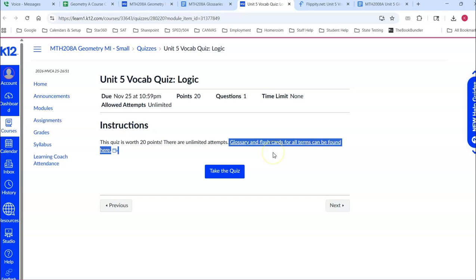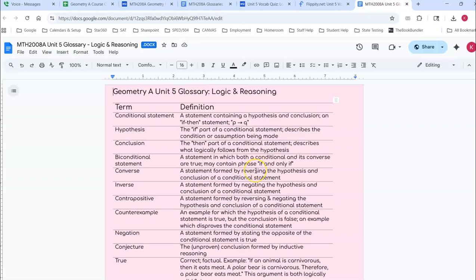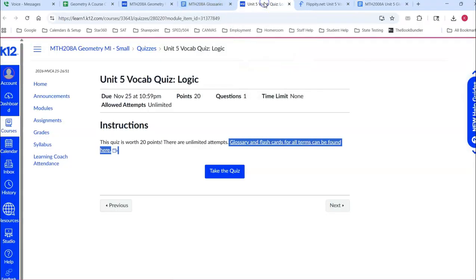So basically this is saying it's worth 20 points, there's unlimited attempts, and here are all the answers, because all the answers are right on that glossary document. When you're matching all the terms and the definition, there you go. There's all the answers. You can get 100%. Even if you were to take this at the very start of the unit, you could go into the glossary and just get 100% just reading through the definitions.